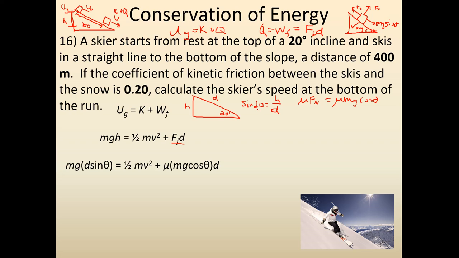The reason I'm showing this is because I immediately jumped straight into plugging them in. So I just want to explain why I changed the h to d sine theta and why I changed Ff into mu mg cosine theta. Because this ends up getting it so I can actually figure out what the height is, and this allows me to figure out what the normal force is to find the friction. Once I get to this point, now I can kind of clean it up.